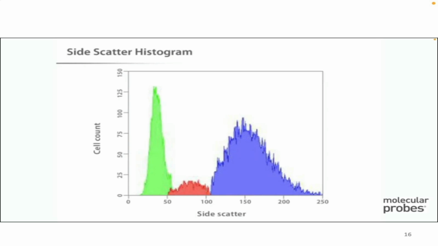What is also really cool about this is we don't just have to look at the data in a histogram. I could change this. Instead of having cell count on one axis and a parameter like side scatter on the other axis, I can have two different parameters on the two axes. So I could have forward scatter on one axis, side scatter on the other axis. And if I did that, I'd get a plot that looks like this.